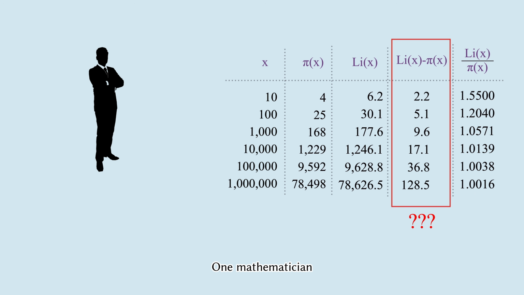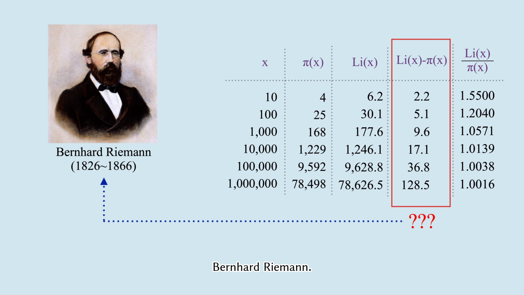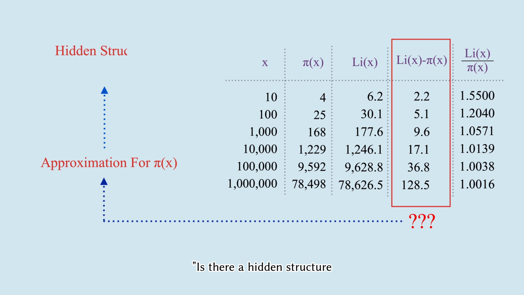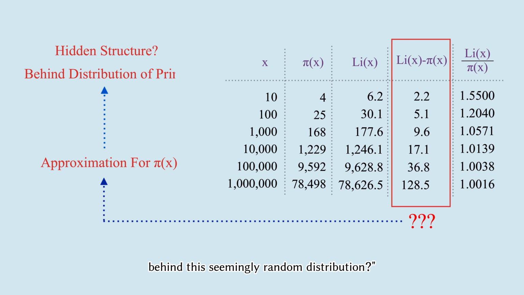One mathematician took this question further. His name was, as you guess, Bernard Riemann. Riemann didn't stop at approximation. He asked a more fundamental question. Is there a hidden structure behind this seemingly random distribution?